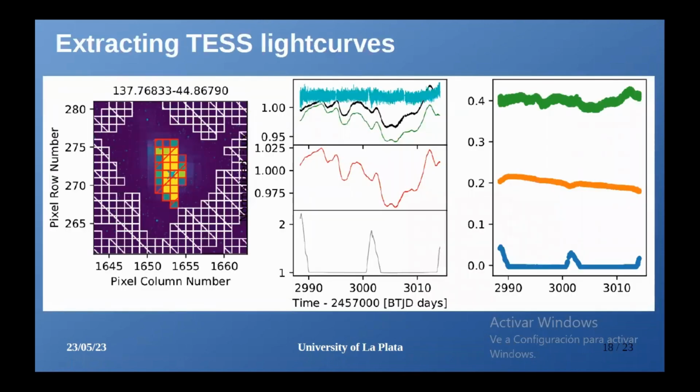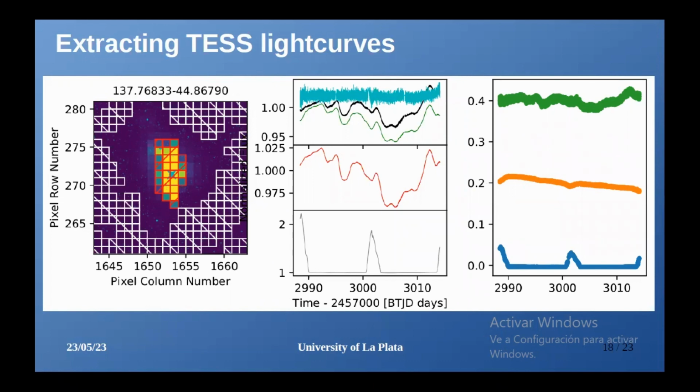So TESS provided us from 2018 high-cadence, high-resolution photometric data of stars distributed in sectors of 96 degrees times 26. So with respect to the position of the star on the sky, a star can be observed many times in many sectors.